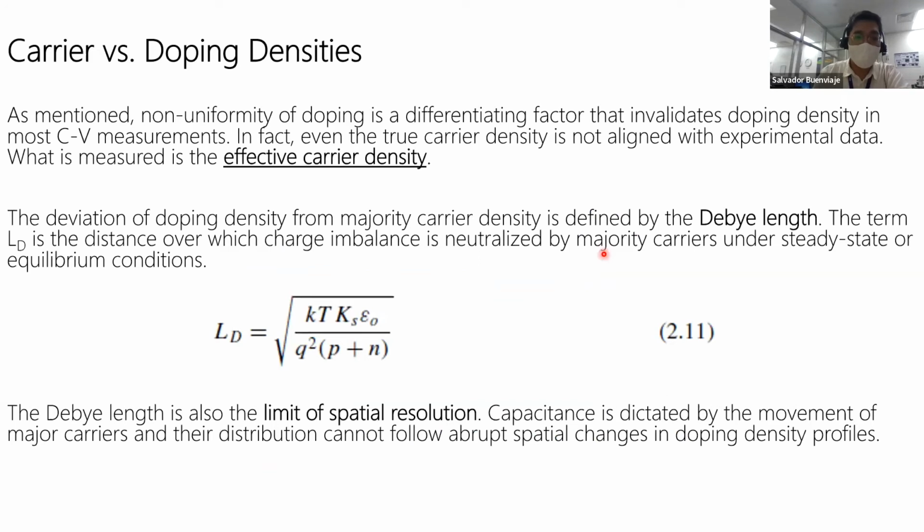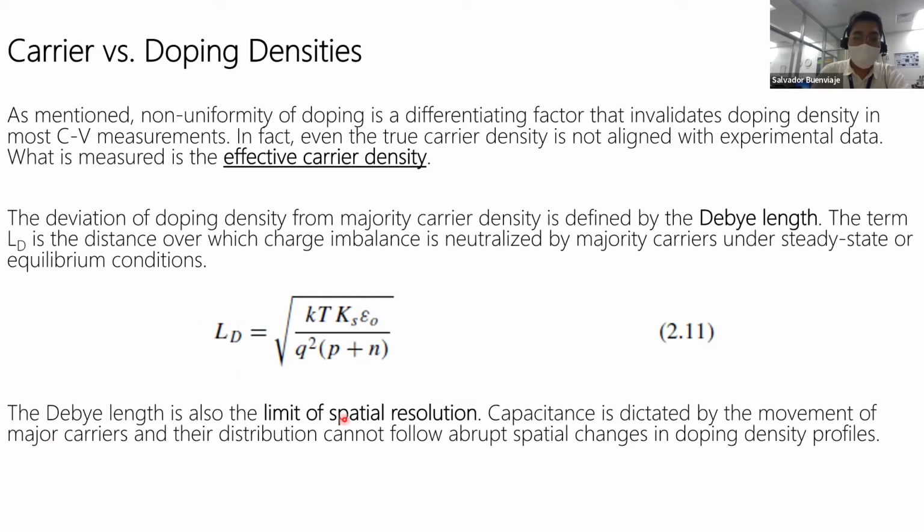So as mentioned, non-uniformity of doping is one of the factors that invalidates doping density. So in fact, what we measure is the effective carrier density. Also, we are not measuring the true carrier density, which is not aligned with the experimental data. So the deviation of the doping density from majority carrier density is defined by the Debye length. It is expressed as LD, or it is the distance over which charge imbalance is neutralized by majority carriers under steady state or equilibrium condition. So this is the equation.